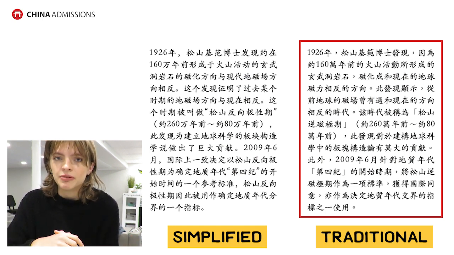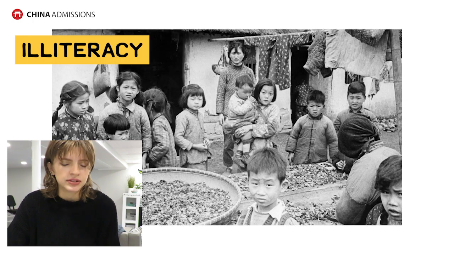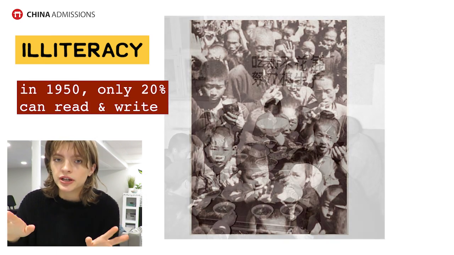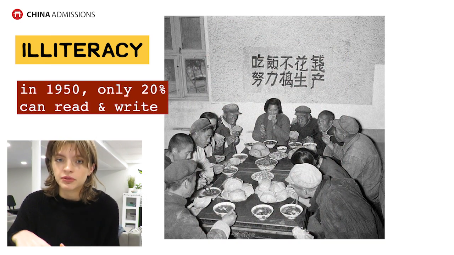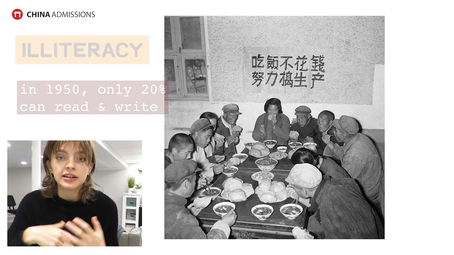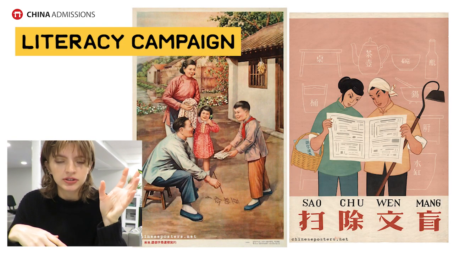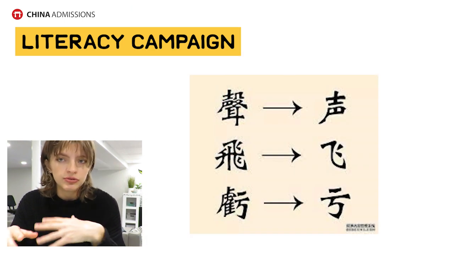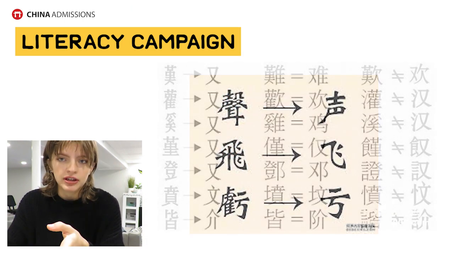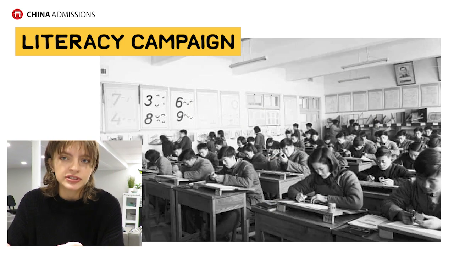This is because after 1949, when the People's Republic of China was founded, China realized it had a huge problem, which was illiteracy. According to the Ministry of Education statistics, in 1950, only 20% of Chinese people could read and write traditional characters. This was obviously a huge problem for China, so China immediately started a literacy campaign, which involved simplifying certain traditional characters into a new form and standardizing them and teaching them to people so that people could learn a more simplified version to increase their literacy at a faster rate.